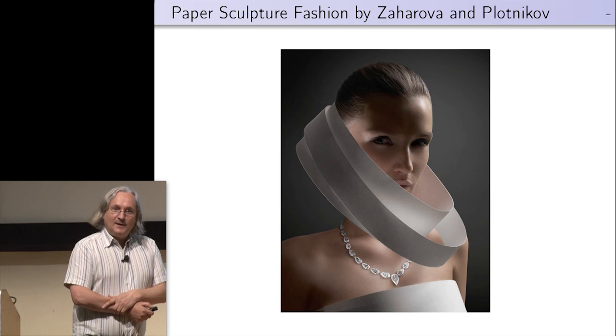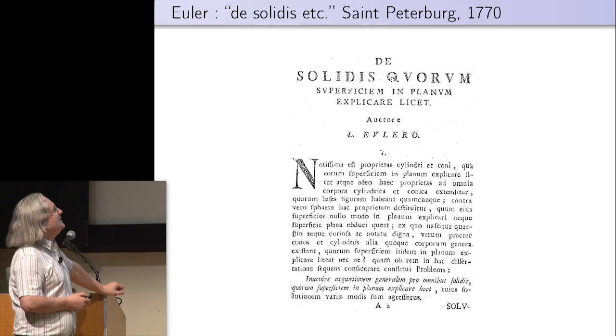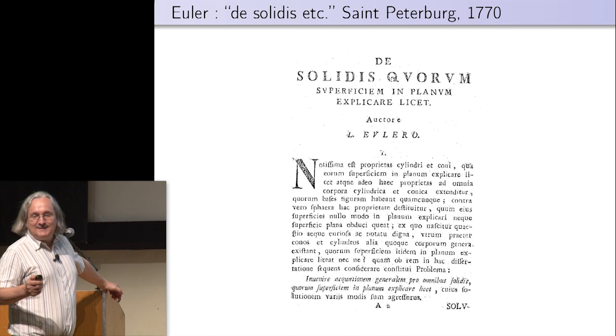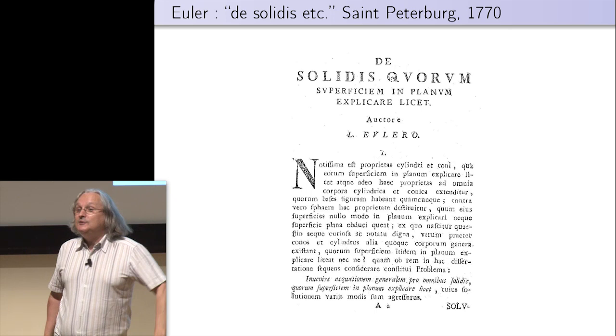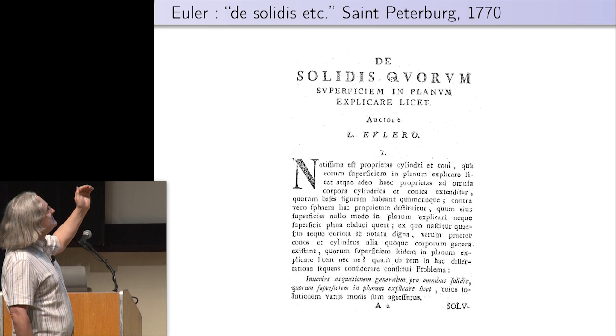But Euler found more solutions. And I want to introduce you to his wonderful paper, dated 1770, whose title is De solidis quorum superficiem in planum explicare licet. So I don't speak Latin. I'm pretty sure you don't speak Latin either. So let's try to understand the title. The title is very interesting. Let me try to translate it in English. It says, solids whose surface can be unfolded on the plane.